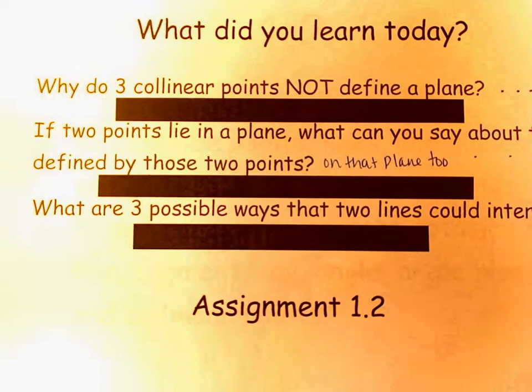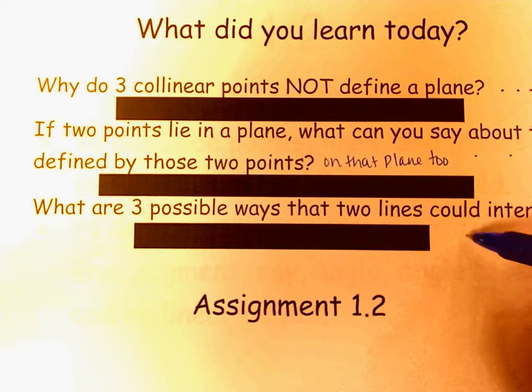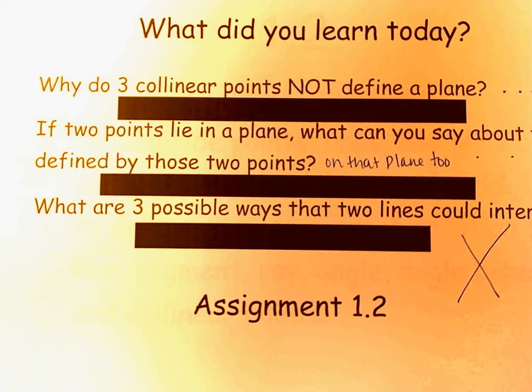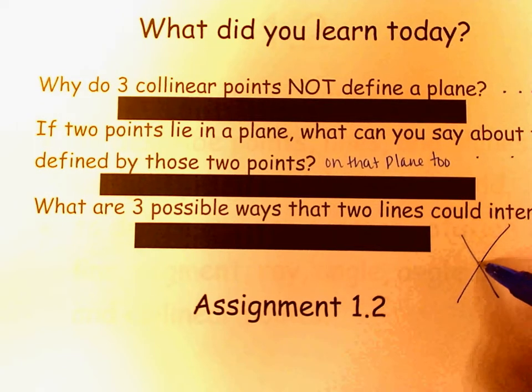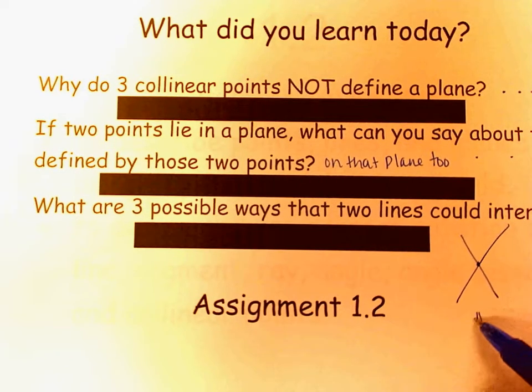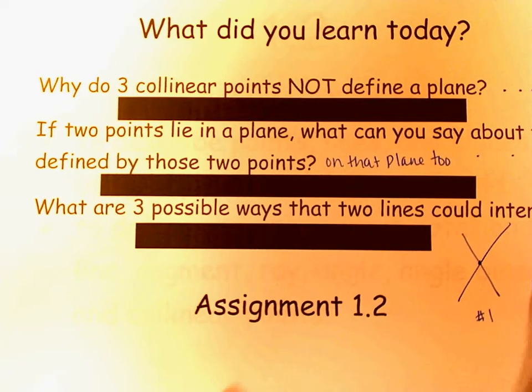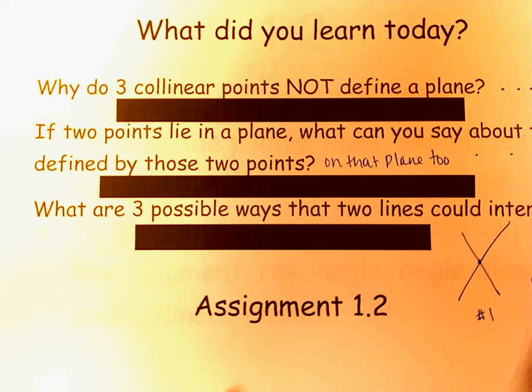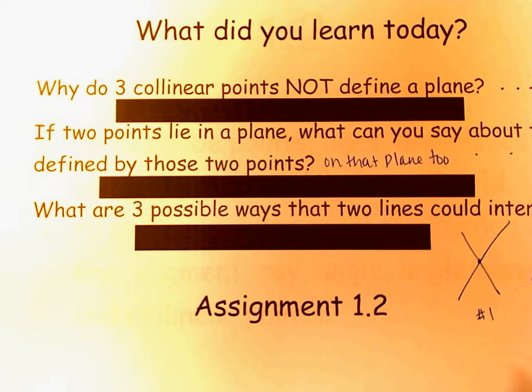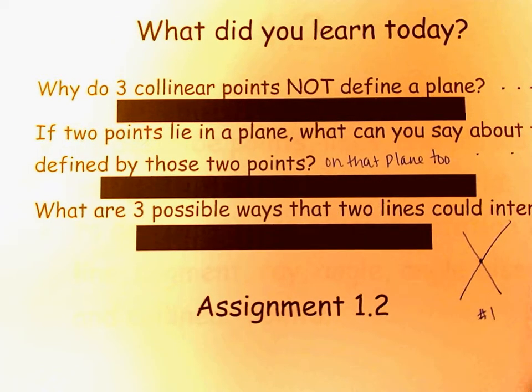What are 3 possible ways that 2 lines could intersect? Okay, so here I can draw 2 lines that intersect. They intersect at a single point. That's one way. The second way is I could draw this line and I could draw the second one right on top of it. That was beautiful, wasn't it? Okay, so they could contain every single point in common. That's another way they could intersect.